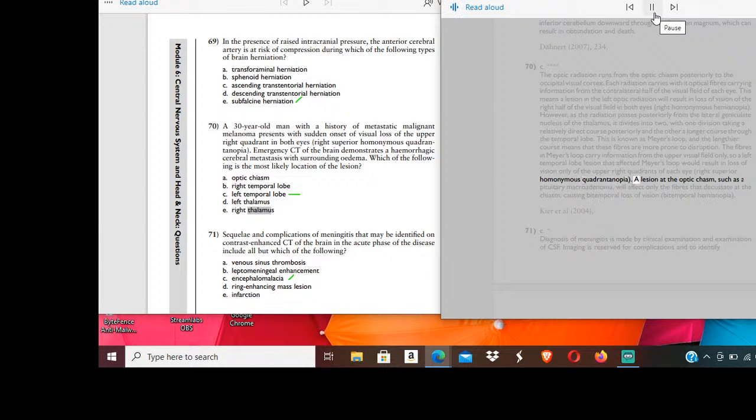homonymous quadrantanopia. A lesion at the optic chiasm, such as a pituitary macroadenoma, will affect only the fibers that decussate at the chiasm, causing bitemporal loss of vision, bitemporal hemianopia.